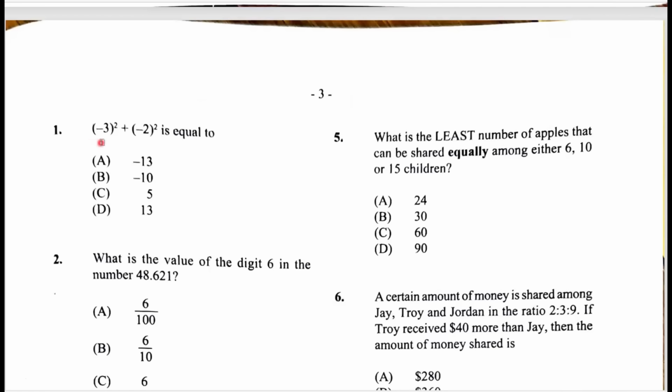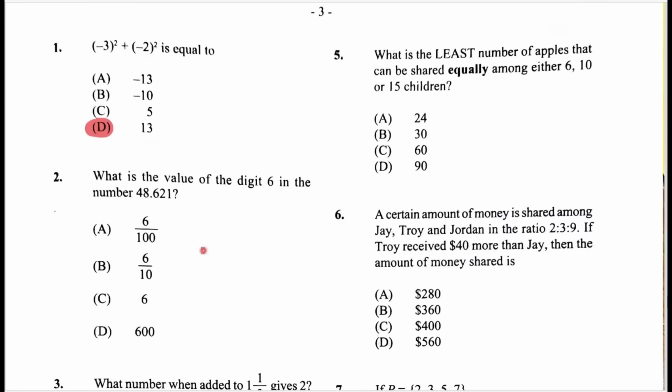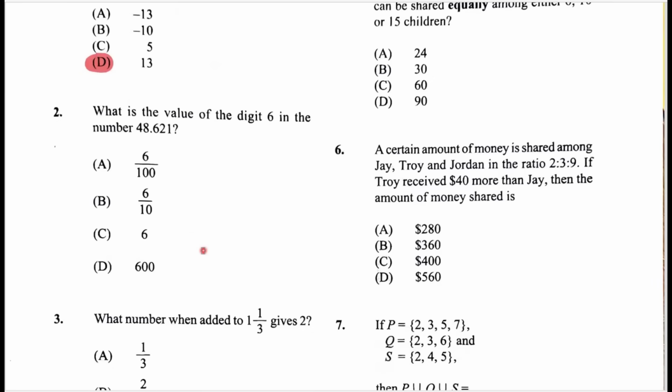Look at question 1. Minus 3 squared and minus 2 squared. Minus 3 squared is 9, and minus 2 squared is 4, and 9 add 4 will be 13. So that is D there. And tonight we're going to try to do under a minute per question.